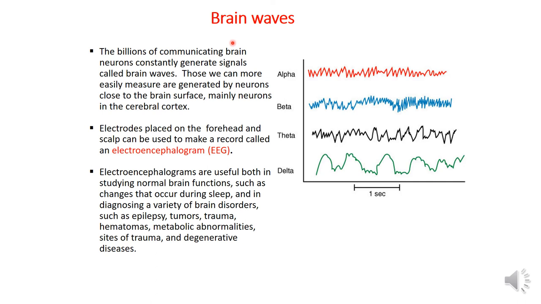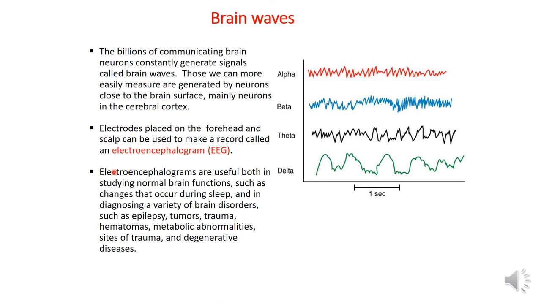Brain waves. What is the meaning of the brain wave? We have billions of neurons interacting together, and the activity of these neurons needs to be recorded. If we would like to record this activity, we have to put electrodes over the skin of the scalp and connect them in a special way to record this activity.